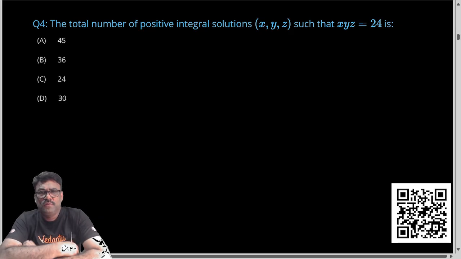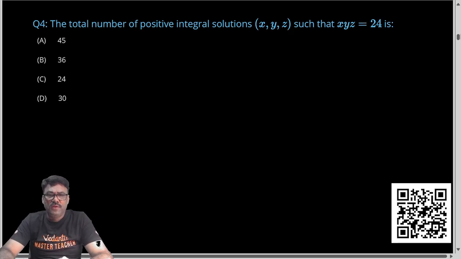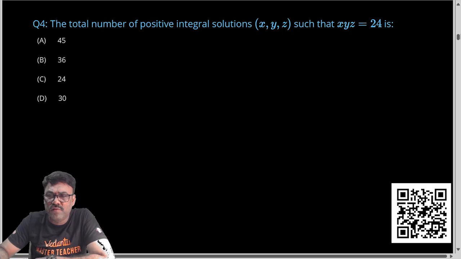Let's see the next question now. This is based on PNC, permutations and combinations. x, y, z are positive integers here, natural numbers. And you have to find the number of positive integral solutions of this equation, meaning how many ordered triples x comma y comma z, where x, y, z are natural numbers, satisfy this equation.